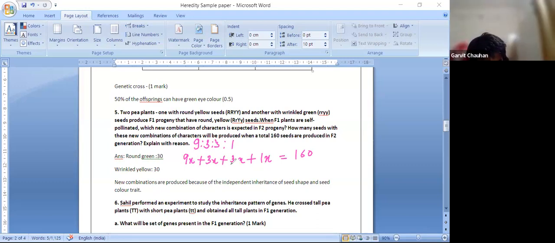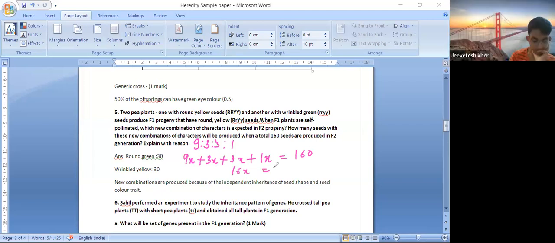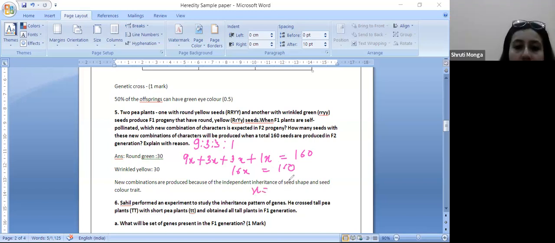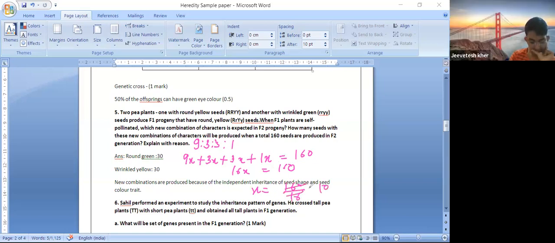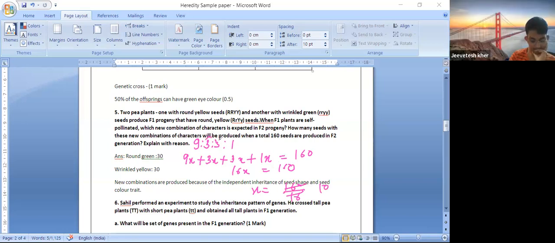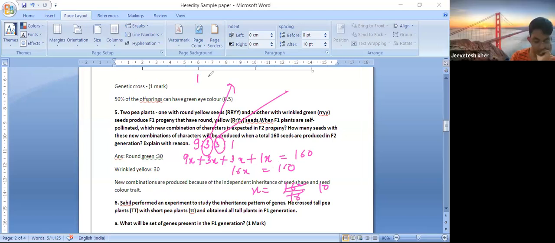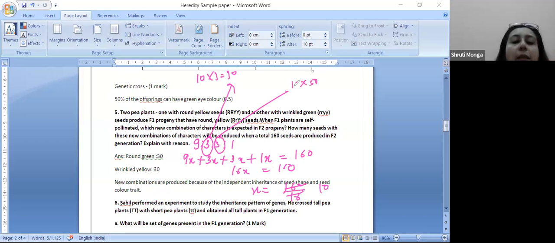It should be 10, because it will come like this. The value of x comes out to be 10. Now, as per the ratio, 3 parts are round green and the other 3 are wrinkled yellow, so multiply it with 3. 10 into 3, 30. Again, 10 into 3, 30. That means round green seeds will be 30 and wrinkled yellow seeds will be 30.